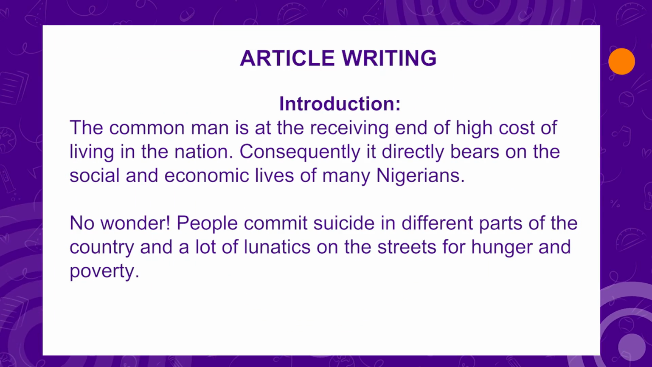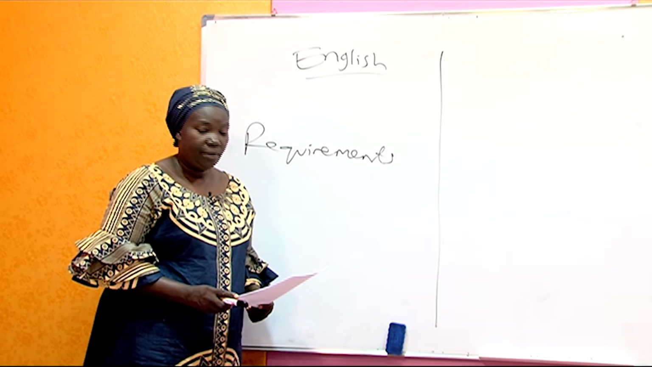The common man is at the receiving end of high cost of living in the nation. Consequently, it directly bears on the social and economic lives of many Nigerians. No wonder people commit suicide in different parts of the country, and there are a lot of lunatics on the streets because of hunger and poverty. That could be your introduction.